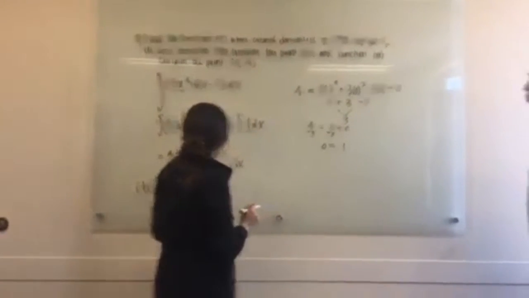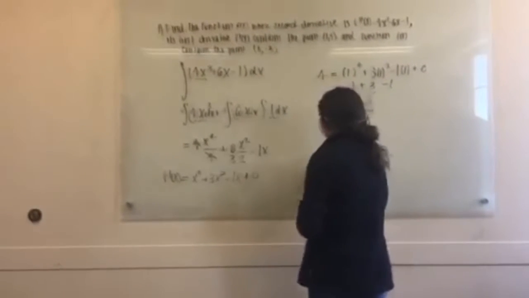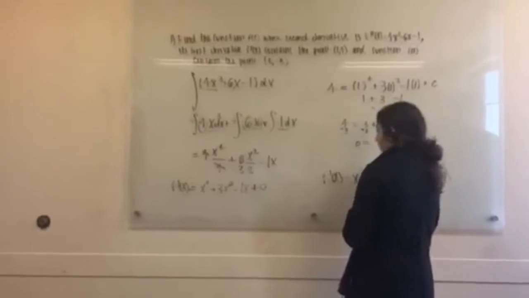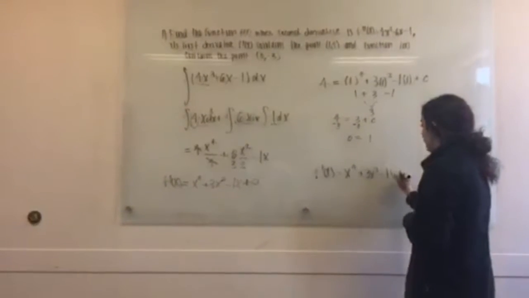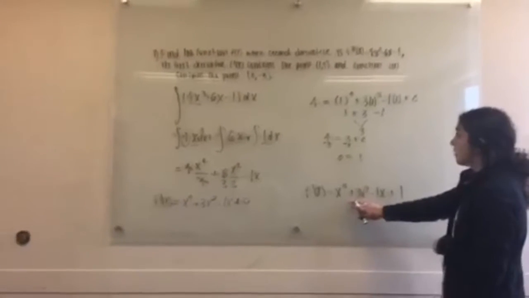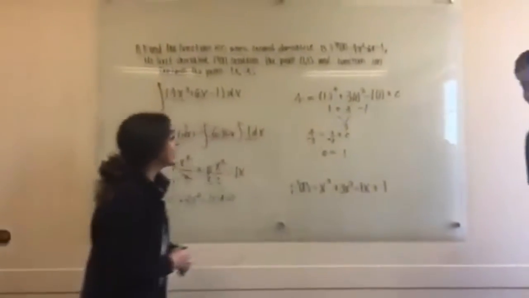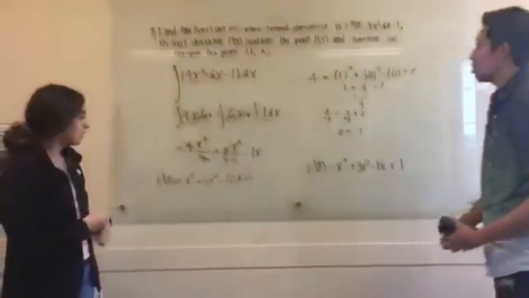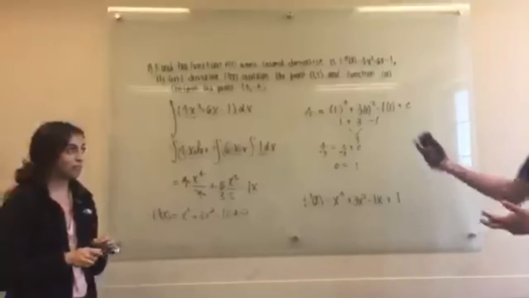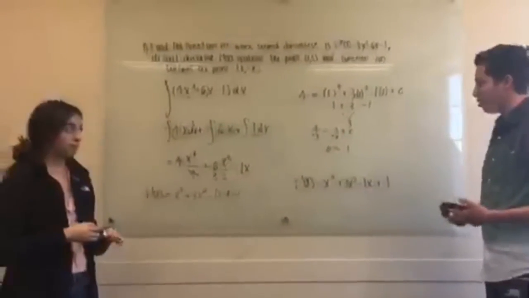So then you rewrite the f prime of x function with c. So you have f prime of x equals x to the fourth plus 3x squared minus 1x plus 1. And then this is the first derivative of the function that was given. So to continue, to find the original function, like the question asks, we must use the first derivative as our function.